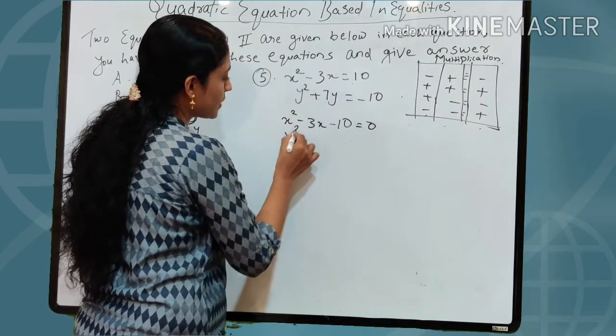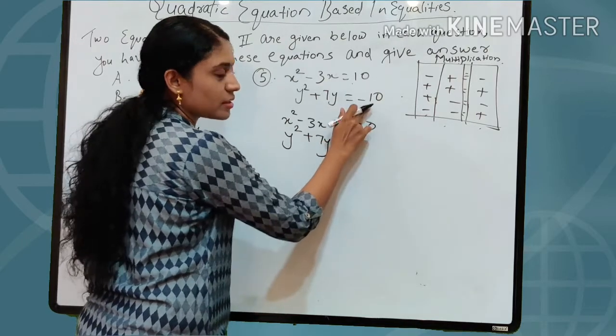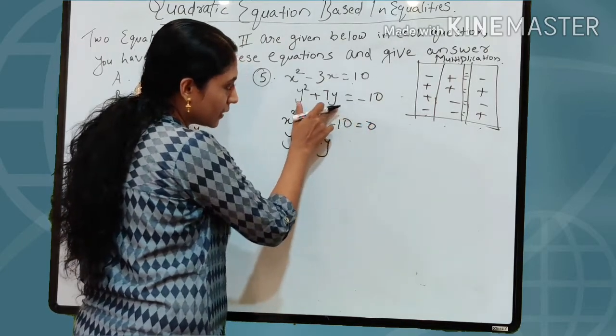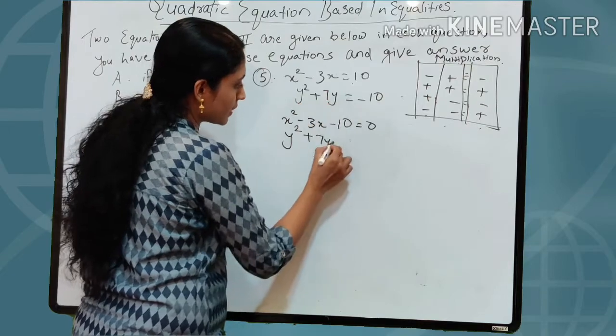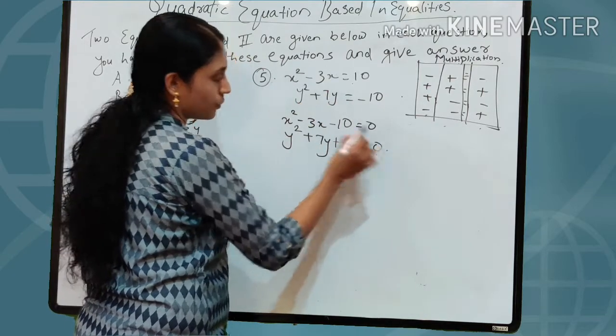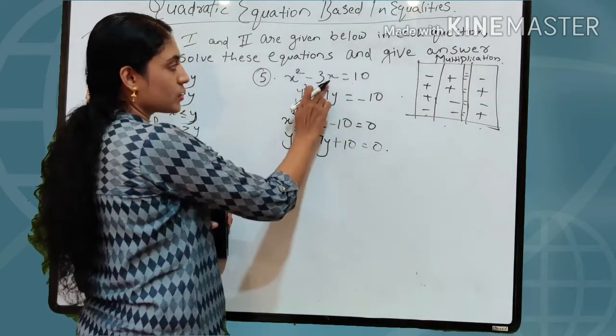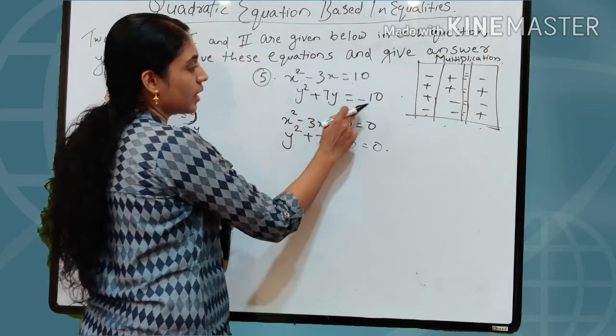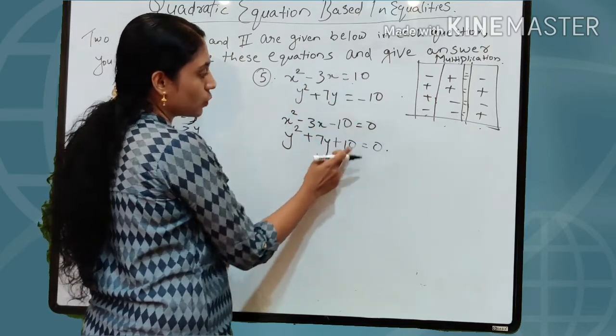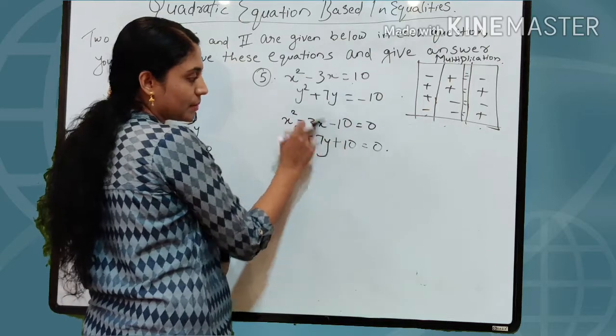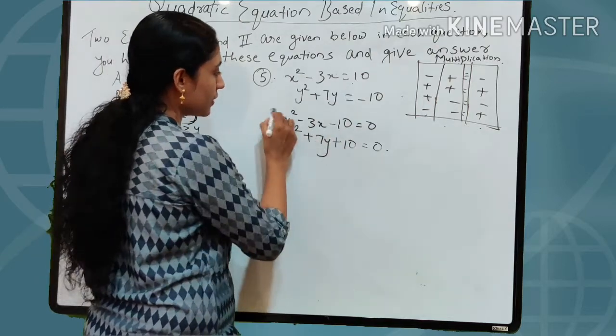And for y square plus 7y, on the RHS it is minus 10. When we take this to the LHS, minus becomes plus, so plus 10 equal to 0. Understood? Here it is plus 10, so on the LHS it becomes minus. And here it is minus 10, so when it comes to the LHS, it becomes plus 10. Understood? So the equations are these.